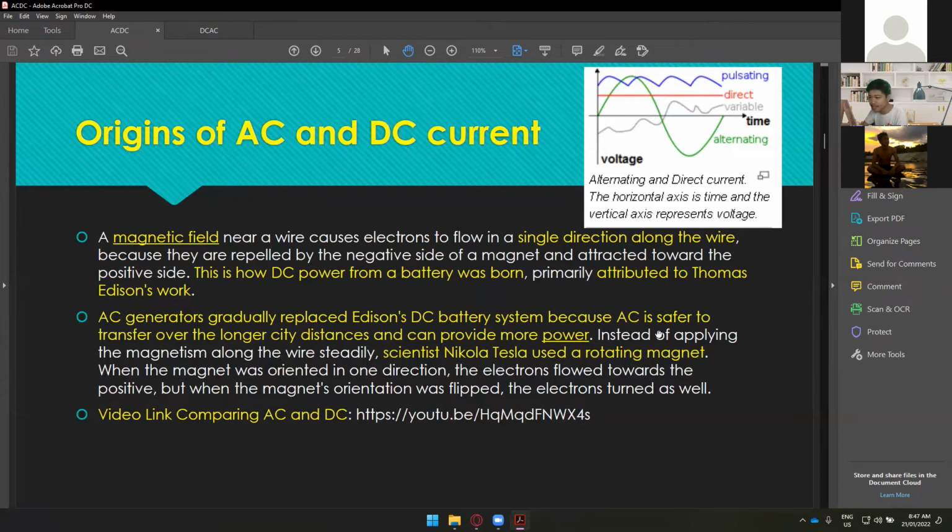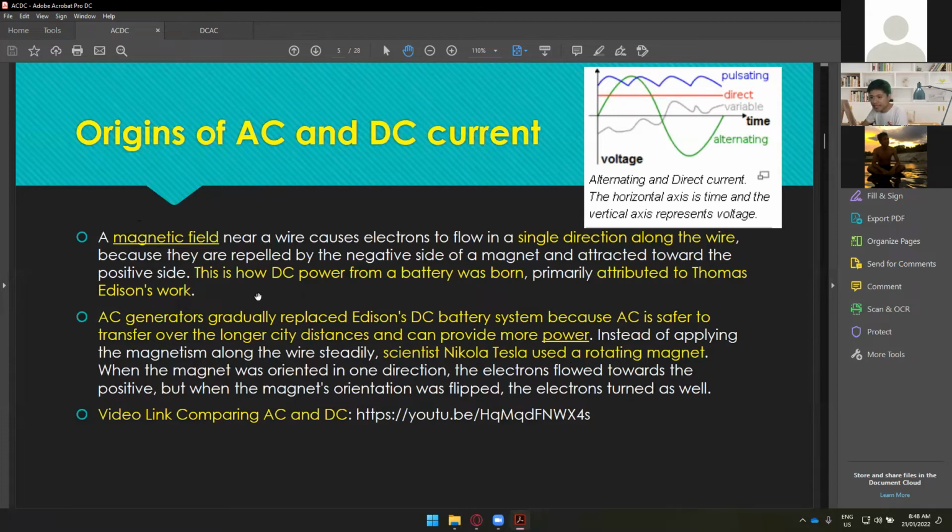While in AC, instead of a steady magnetic field, we have a rotating magnet. This was worked on by a famous inventor, Thomas Edison, one of our idols and one of the foundations when it comes to electricity. But this scientist right here, Nikola Tesla, came up with the rotating magnet. There was actually a debate back then on which one is better, DC or AC.